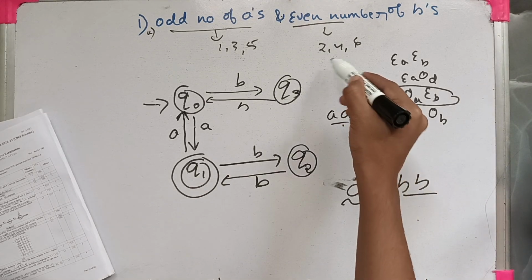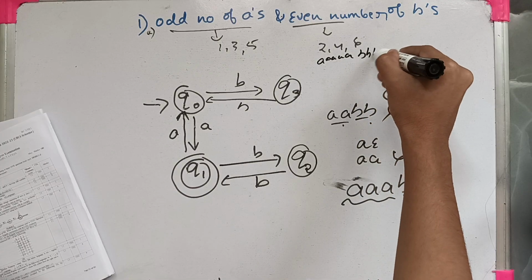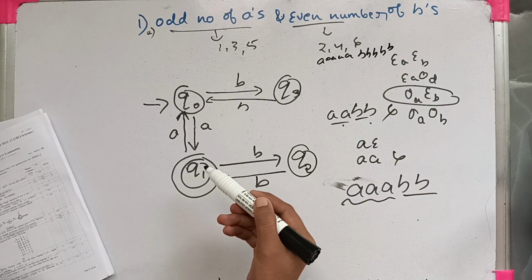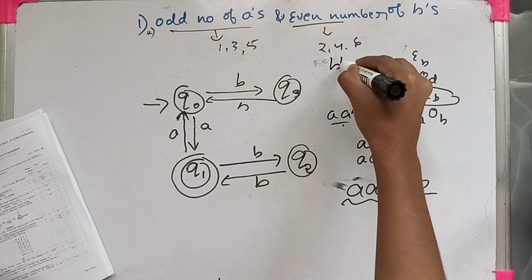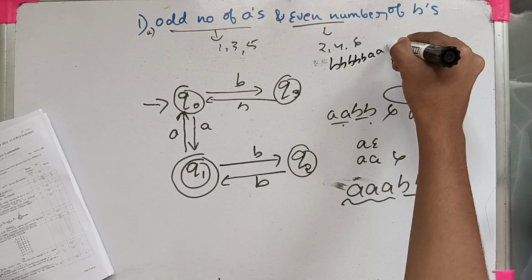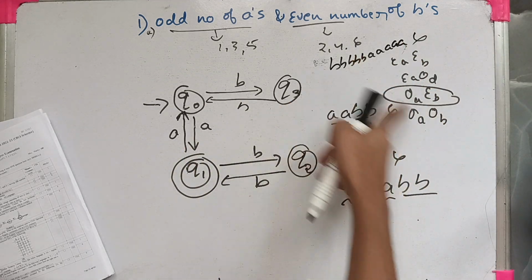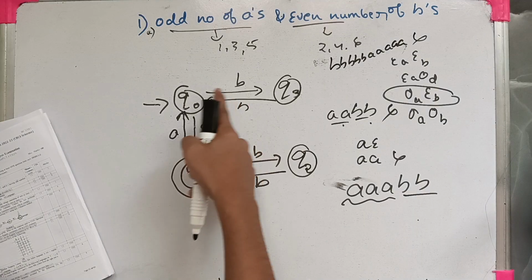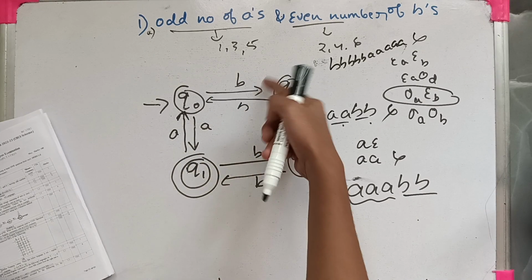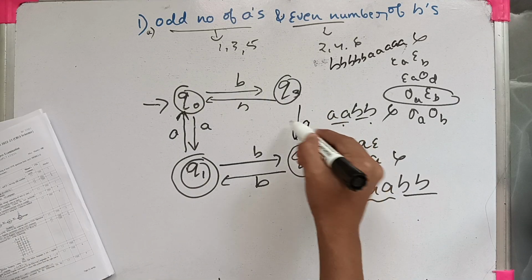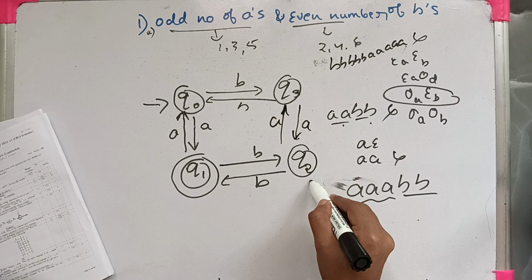Next consider an odd number of A's, that is 5A's next to 5B's. So first you consider 5B's, next you consider 5A's. Okay. This also needs to be rejected because an odd number of A's and an odd number of B's are there. So 1B, 2B, 3B, 4B, 5B. After that 5A's need to come. So 1A, 2A, then 3A, 4A, 5A. This is also a rejecting case.